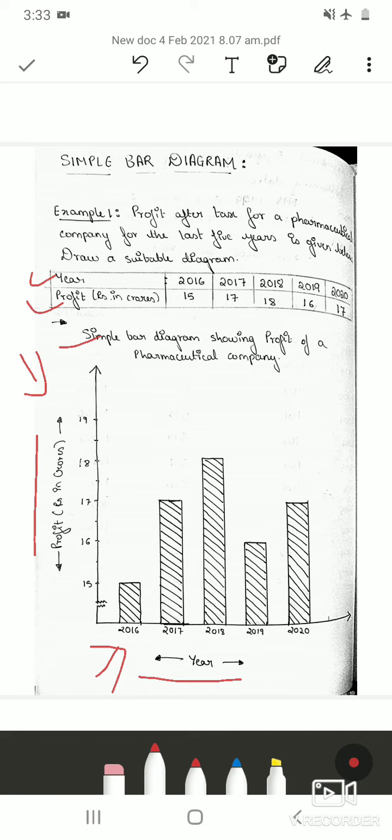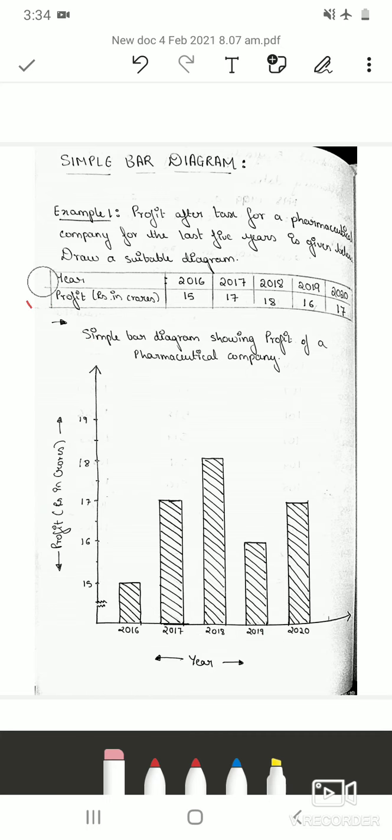In this diagram you can see the first distance from 0 is 1 centimeter, and one rectangular bar is of 1 centimeter. Then to draw the next bar, there is again a distance of 1 centimeter. So between each bar the distance is 1 centimeter, and the bar's width is also 1 centimeter. So we have maintained the distance between the consecutive bars equally and the width of the rectangular bar is also the same.